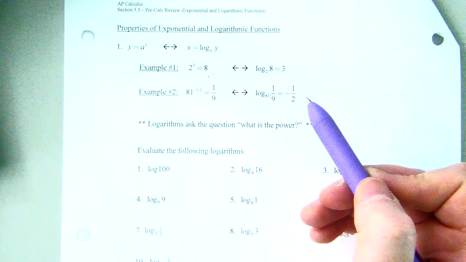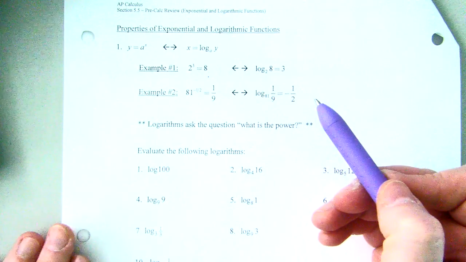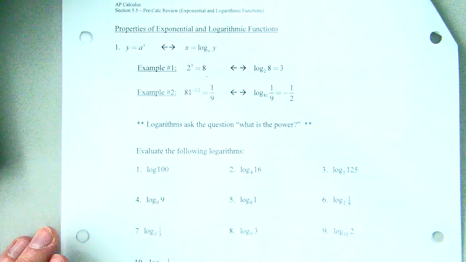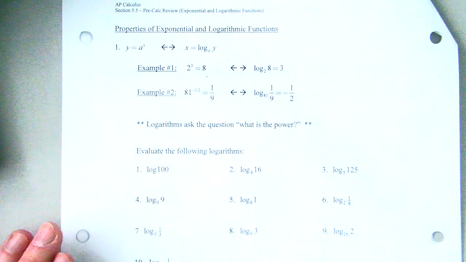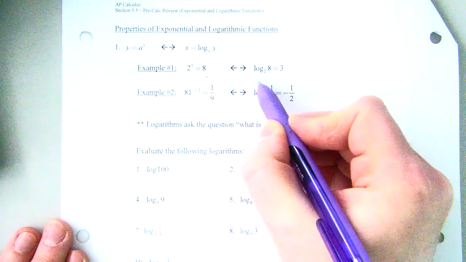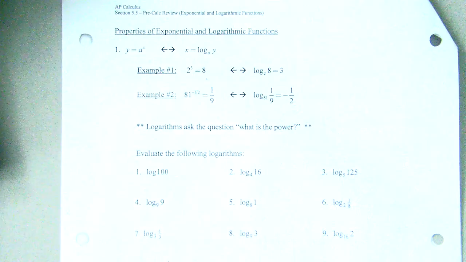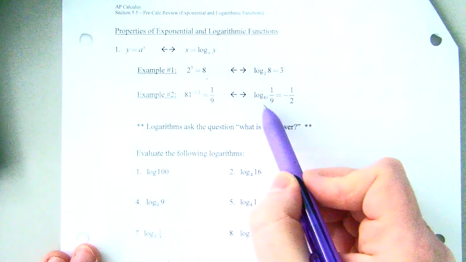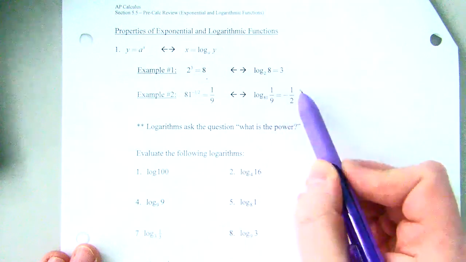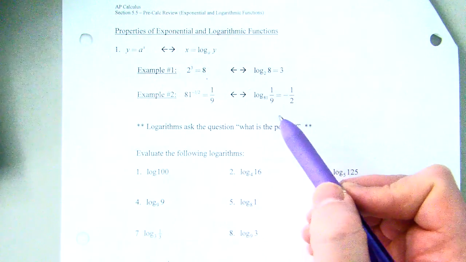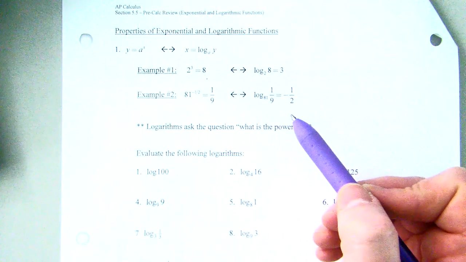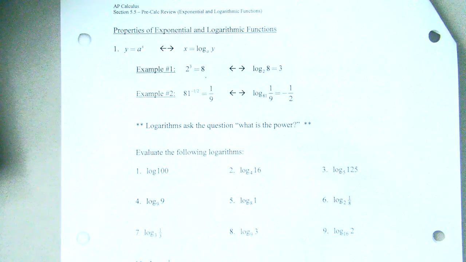The way I talk about this in algebra 2, logarithms ask the question, what's the power? So log base 2 of 8 is asking the question, 2 raised to what power gives you 8? And you know the answer is 3. This one over here, log base 81 of 1/9 equals -1/2. 81 to what power gives you 1/9? Well, it's actually not a power, it's a root, square root. Not just a square root, but 1 over a square root. How do you show that as a power? -1/2.